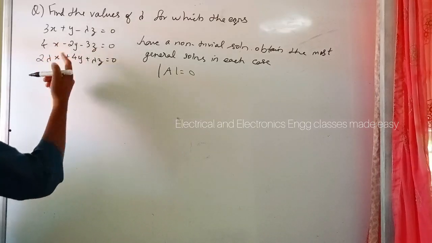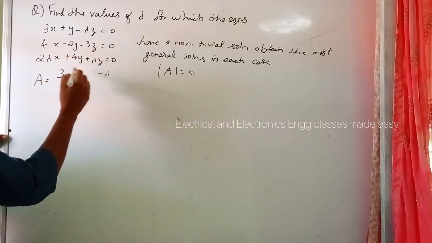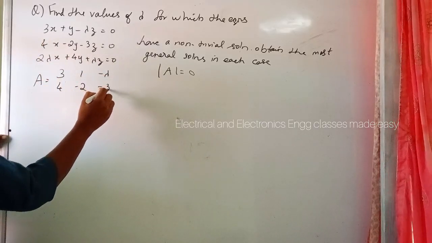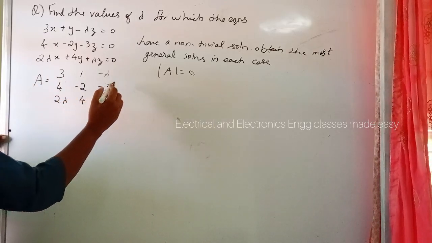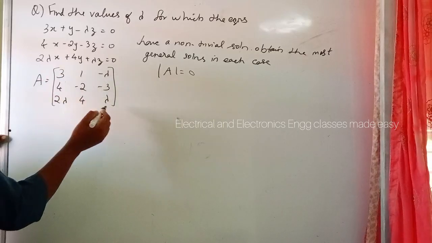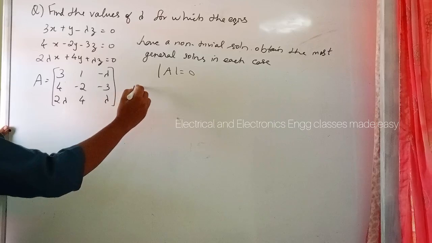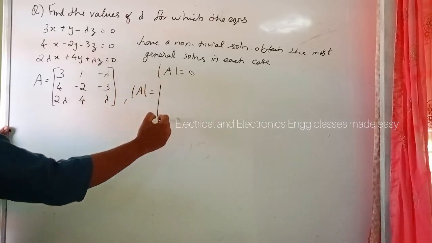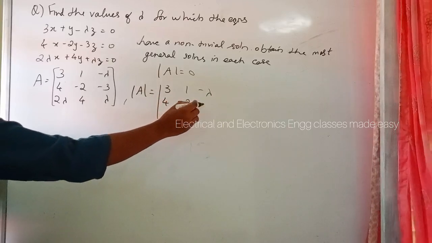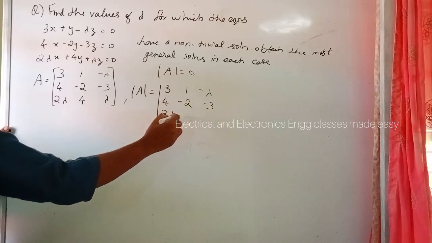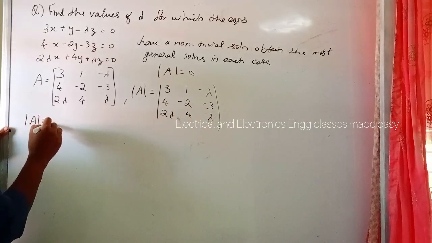So for that, let us write matrix A. Matrix A is 3, 1 minus lambda, 4, minus 2, minus 3, then 2 lambda, 4, lambda. So this is matrix A. Then we have to find the determinant of A, that is determinant of 3, 1 minus lambda, 4, minus 2, minus 3, 2 lambda, 4, lambda. So determinant of A is equal to 0.